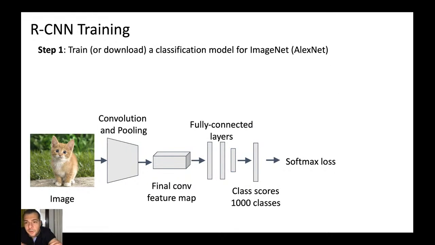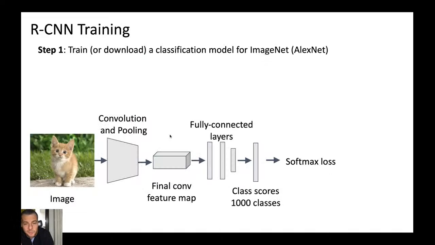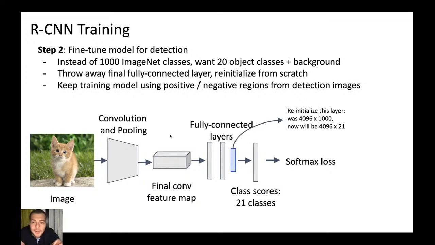In the first step, they trained the classification model on ImageNet, or they just use a pre-trained model. So the CNN model depicted here is a pre-trained model. Then they fine-tune the model for detection. In order to fine-tune the model, they remove the 1000 ImageNet classes, and they replace them with 20 object classes in Pascal VOC. So these experiments were done on Pascal VOC.